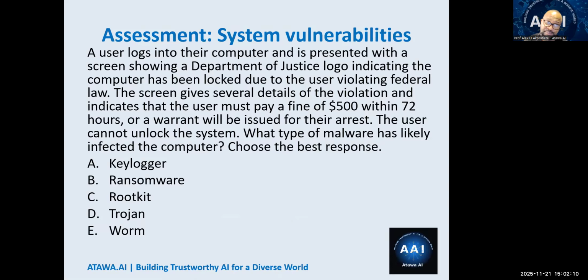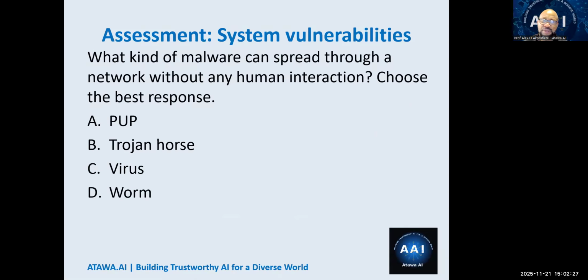Choose the best response. So with this one, if I'm not going to let you have access unless you pay me something, that's a ransom. That's where ransomware would be the good answer for this, right? But it can throw you off and you can say Trojan, because it's something that looks good but is bad. But the best answer here is ransomware. Which kind of malware can spread through a network without any human interaction? Choose the best response. A worm is what propagates.